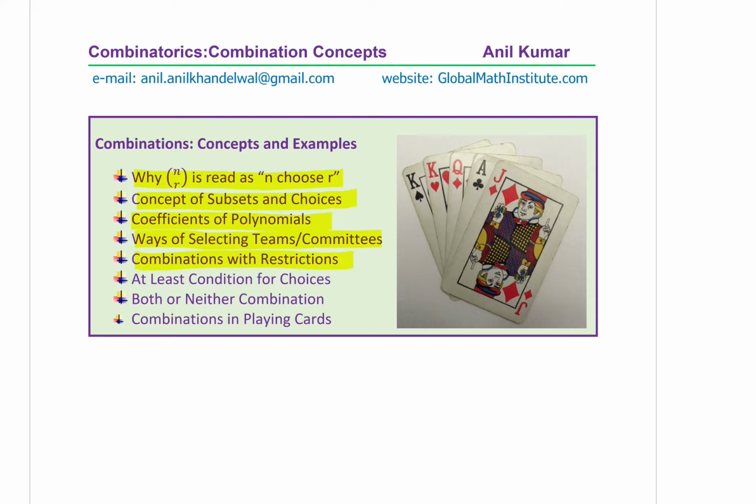We'll also understand what it means when we say the term "at least", or when we say "both" or "neither". These terms are very confusing at times, but the examples which I have selected here will help you clearly understand their meanings. Well, the chapter on combinations is never complete without a game of cards. So we are going to end up with combinations in playing cards.